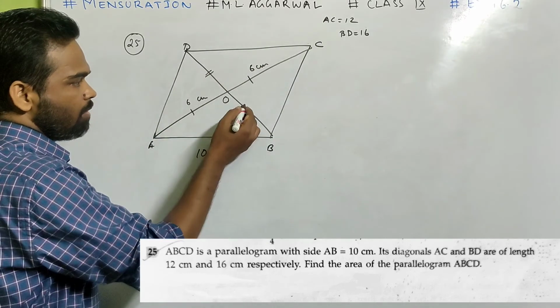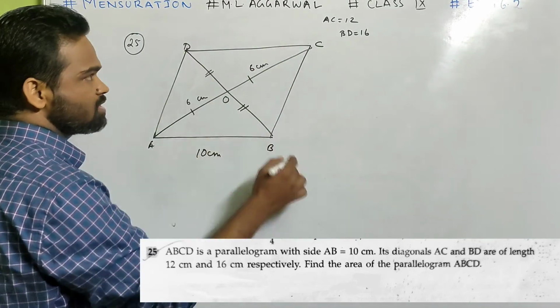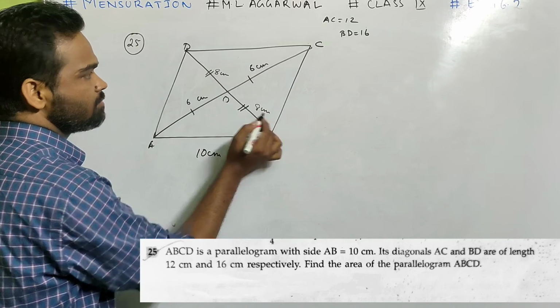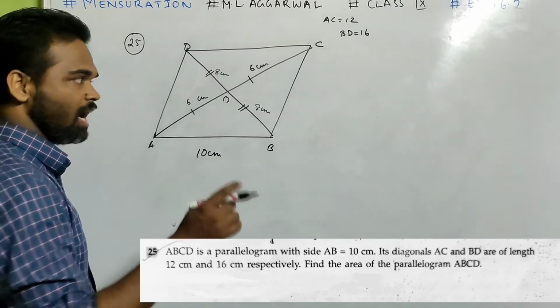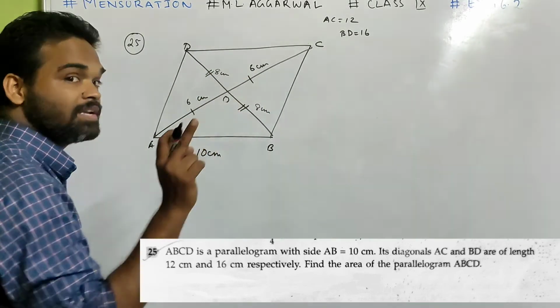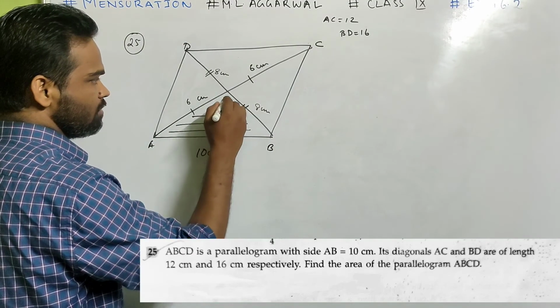Similarly, DO and BO will be the same. The diagonals bisect each other. If this is 16, this is 8, and this is 8. Yes or no? And just now I told you that the diagonal divides the entire parallelogram into 4 triangles having equal area. Look at this triangle, AOB.